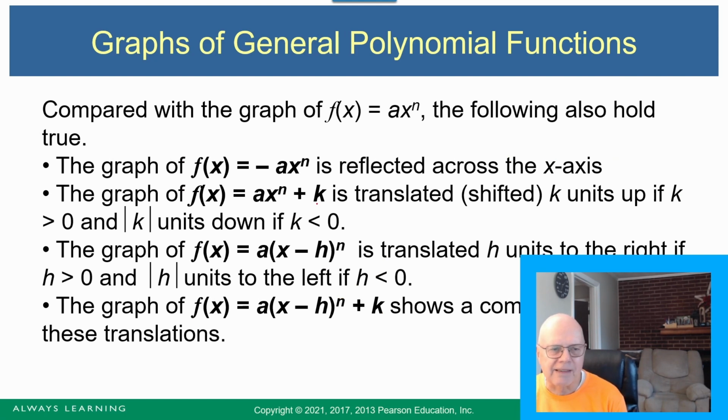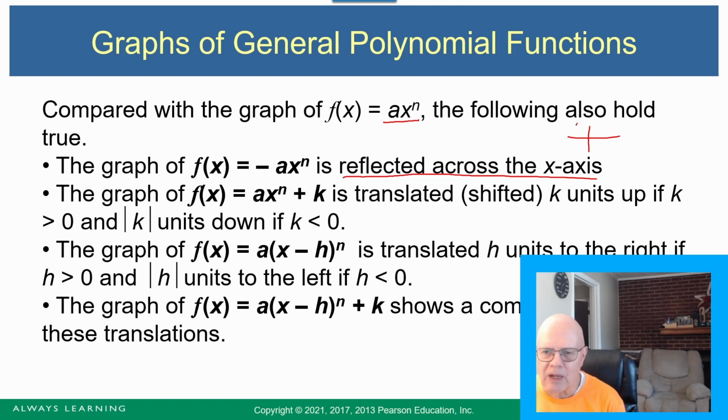Now, you can look at some of the other things. Compared to ax to the n, if you put a minus sign in front of the regular one, it's going to reflect it across the x-axis. What's that mean? Whatever you have on the top is going to be on the bottom instead. It'll be flipped. A mirror image across the x-axis.